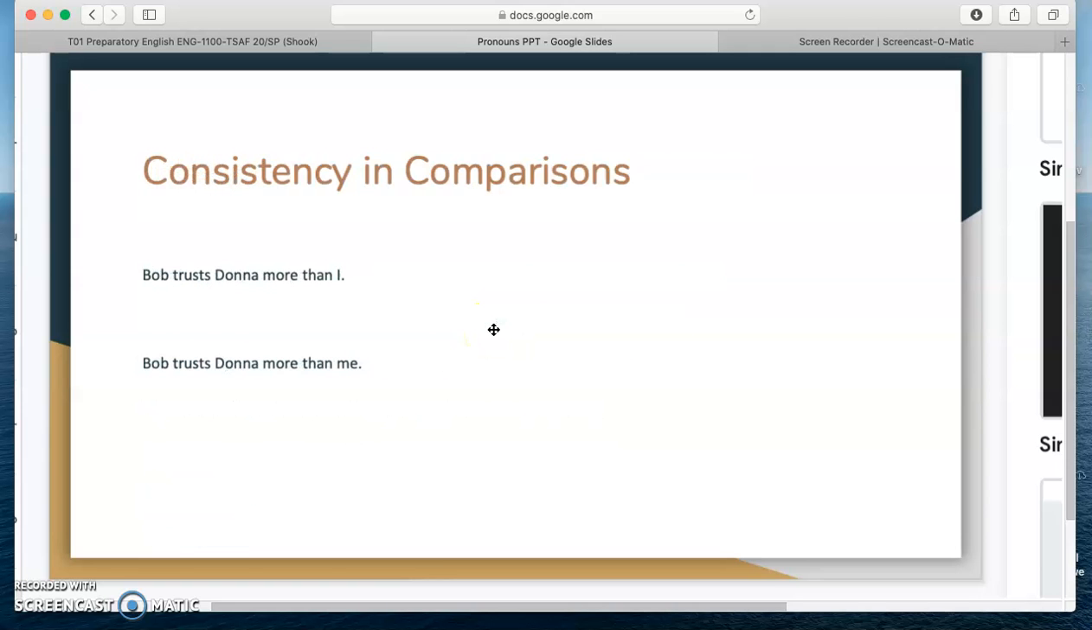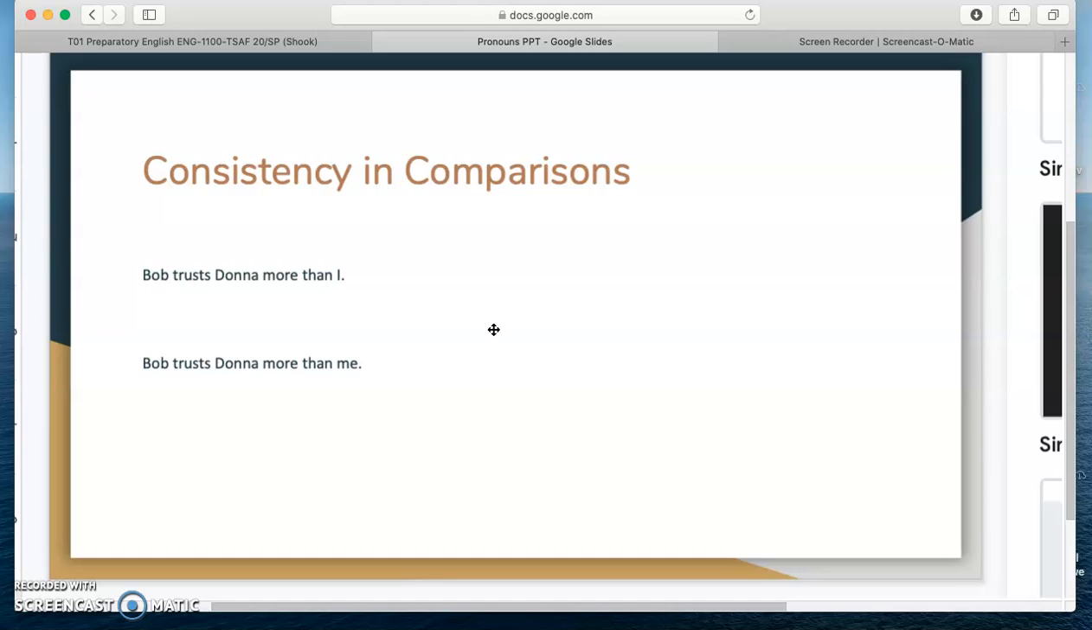So let's move forward. Let's talk about comparisons, because comparisons using pronouns really trip a lot of people up. Bob trusts Donna more than I. Bob trusts Donna more than me. What's the difference in these sentences? Take a second, think about it, jot down your thoughts, and write.